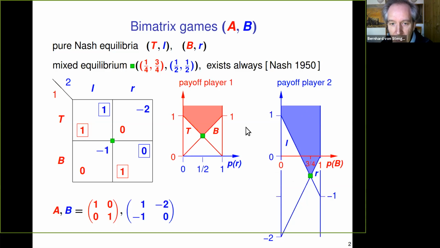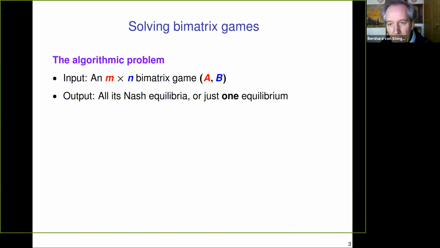Okay, so what I want to do now is look at questions about algorithms. There's a general algorithmic problem here. When you have an m by n bimatrix game as an input, you can ask what are its equilibria, or you can ask whether there is just one equilibrium, which is a simpler question.